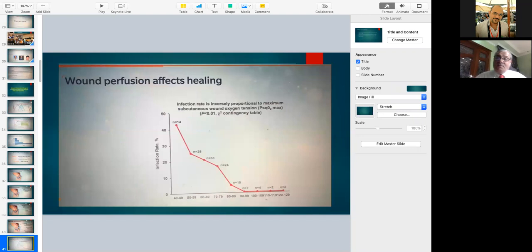What about wound perfusion? You must know that whenever there is good blood perfusion to the area, there will be good healing. Whenever the oxygen tension is higher in the area, the infection will be less.